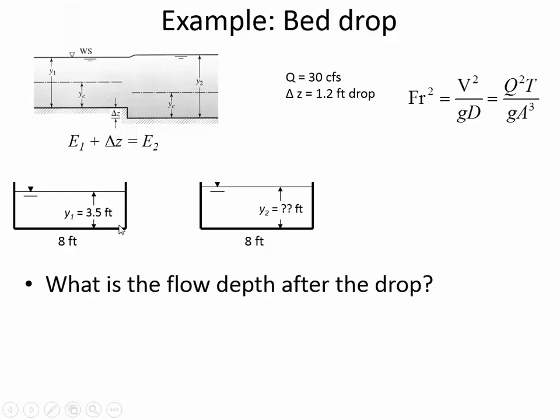The bottom width is 8 feet. The depth at 1 is 3.5 feet. And now here's a cross-section at location 2. We don't know what the depth is. I think it's probably going to be deeper because I know from the picture that it's subcritical, but let's not make that assumption. Let's actually just do the calculations here. So this is a bed drop example.